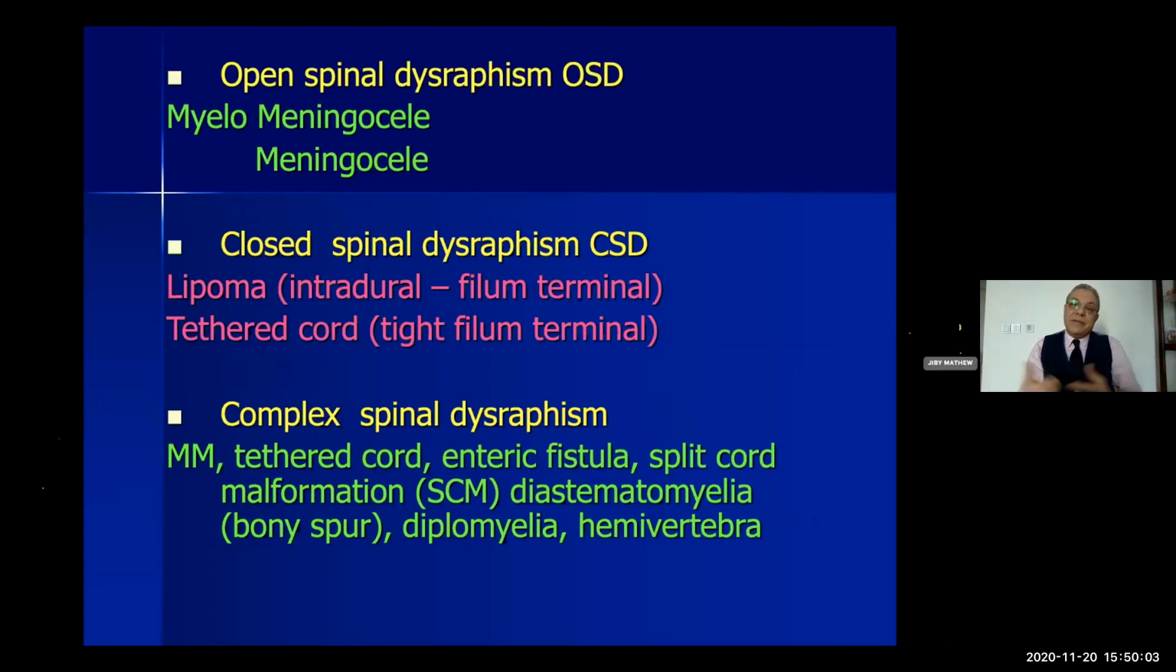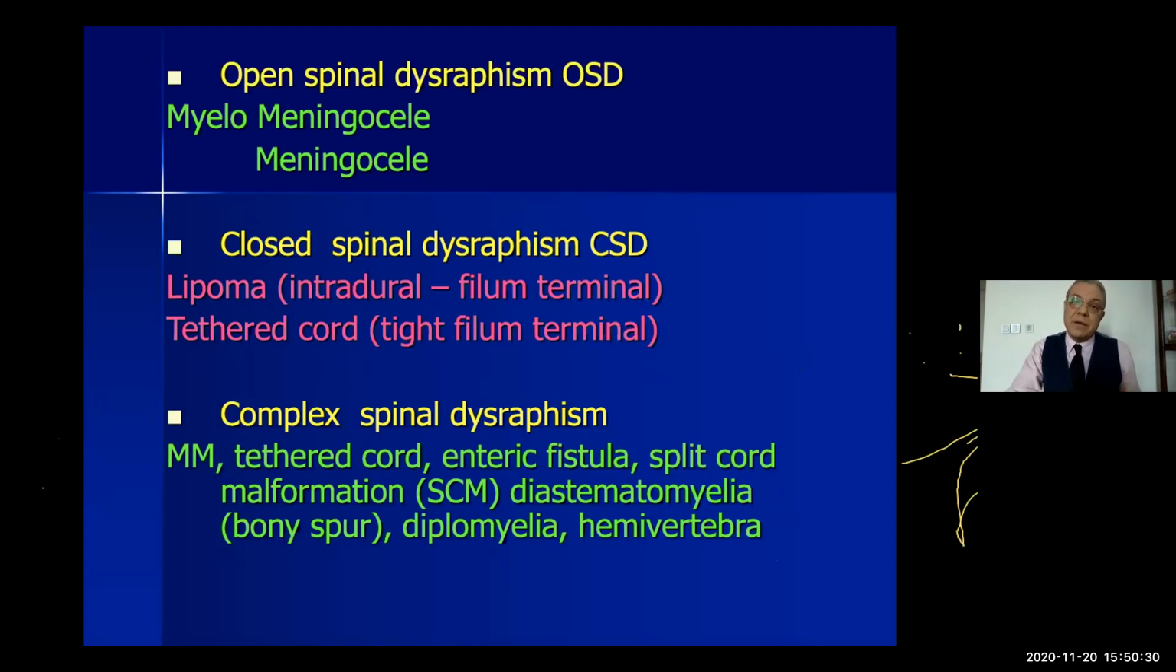So what are the examples of open spinal dysraphism, to start with? Myelomeningocele and meningocele are the commonest and the most important entities for most of us as neurosurgeons. We can face it in our career, although, of course, it is a very rare anomaly all in all.